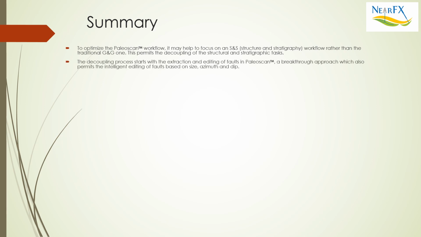The entire process that I just described starts with the extraction and editing of faults in Paleoscan. With the new 2019 release, that's a 4-step process. Actually, you create the volumes, or you import the volumes that are of importance, whether it's variance or fault likelihood or coherence or chaos, doesn't really matter. And then you thin them out. That's the second step. And the third step is you extract the faults. And the fourth step, which is really nice, is that you edit those faults in a very intelligent manner based on size, azimuth, and dip.